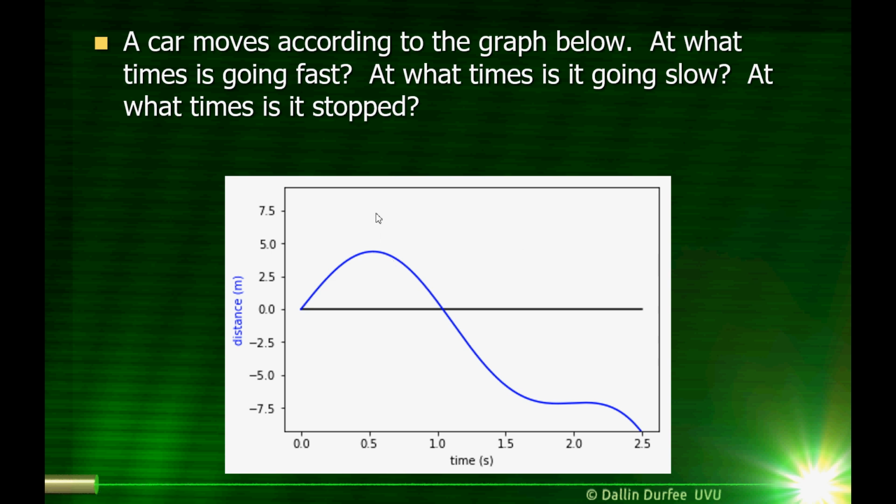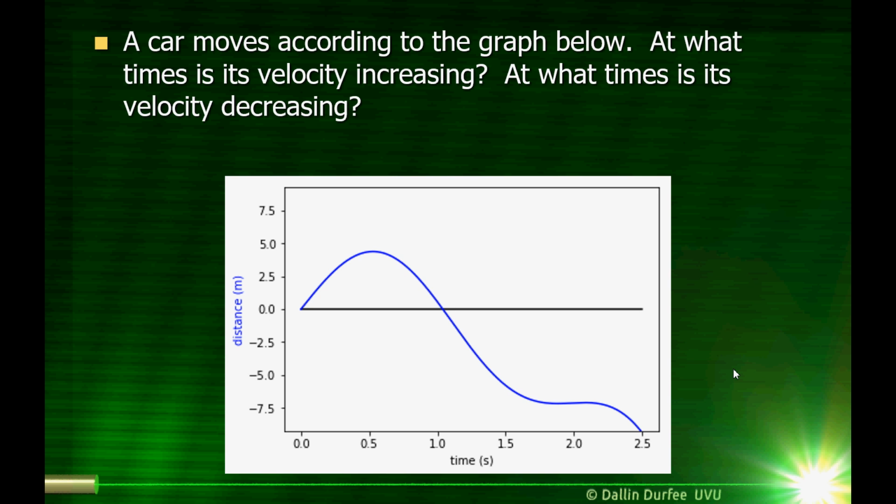Then it starts moving backwards. And right here, it's moving backwards fairly quickly. Right here, it's moving backwards, but not as quickly because the slope is not as sharp. Right here, it's almost at a stop. Looks like it's barely creeping forward, and then it starts to move in the negative direction with a negative velocity.